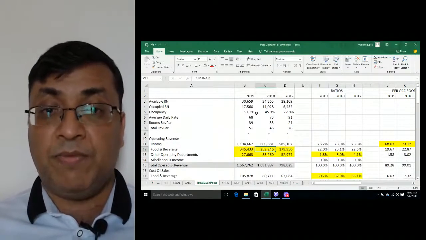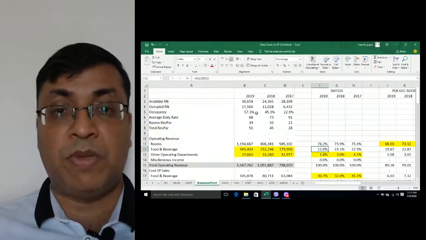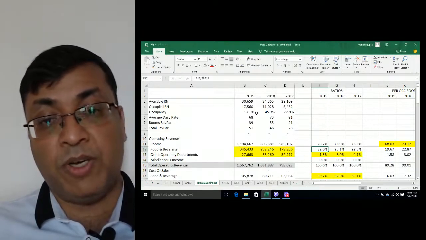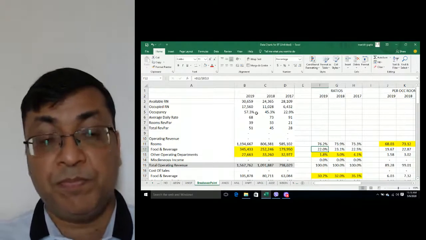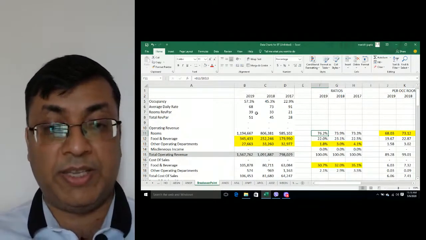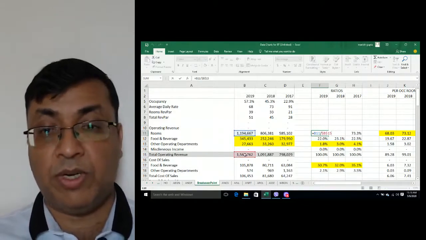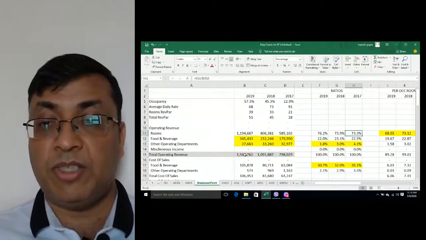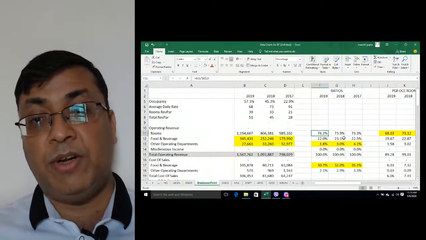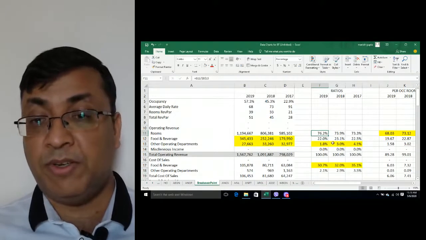The second step is to calculate the ratios to understand how the hotel's performance is interlinked from one department to another, such as the ratio between the food revenue and expenses. Here you can see I have already calculated some ratios. This ratio tells you what the ratio of our rooms income to the total income is. Rooms income has been 73% or 76% of the total revenue. Food revenue has been 22%, 23%, 22%. Then the other operating departments have been 4%, 3%, 1%.